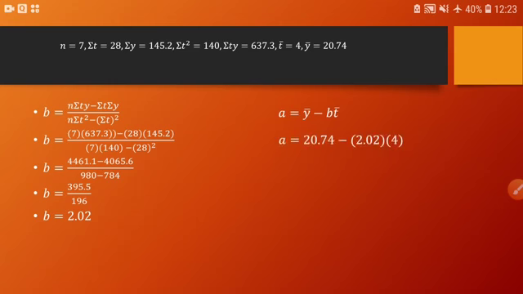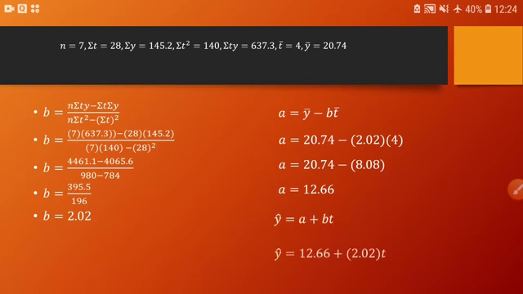So A is equal to y bar minus B t bar. A is equal to 20.74 minus 2.02 into 4. So 20.74 minus 8.08, it's 12.66. Y cap is equal to A plus B into t. So it's 12.66 plus 2.02 into t.